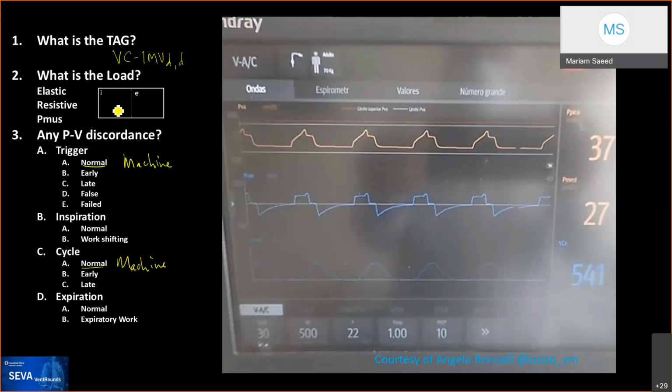For the load, I don't see any active PMAS, but I think that there is some effort, because I see that the volume changes into pressure in the flow charts, which I think is the dual targeting. So maybe there is a little patient effort, so maybe a little PMAS where it's sensing that, and then we have these small bumps in the flow. So yeah, maybe a little PMAS in the inspiratory, but expiratory, I think it's normal.